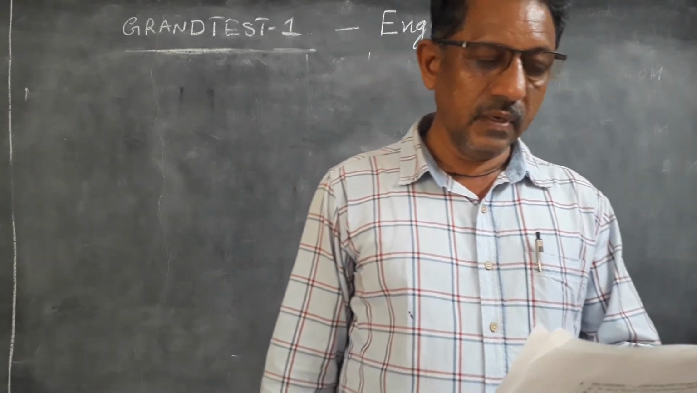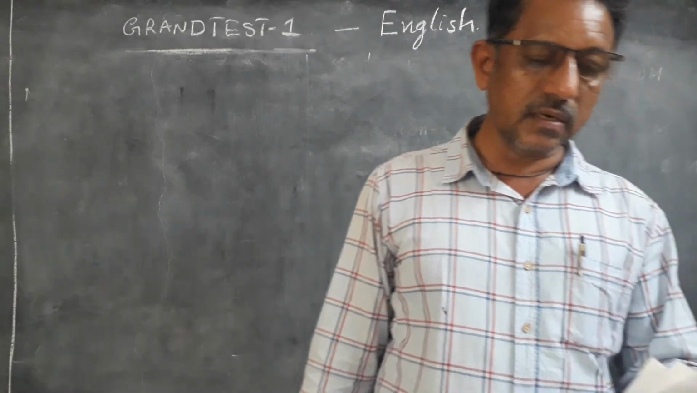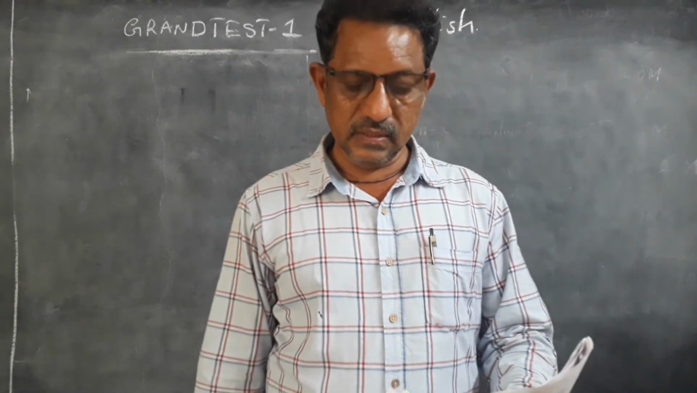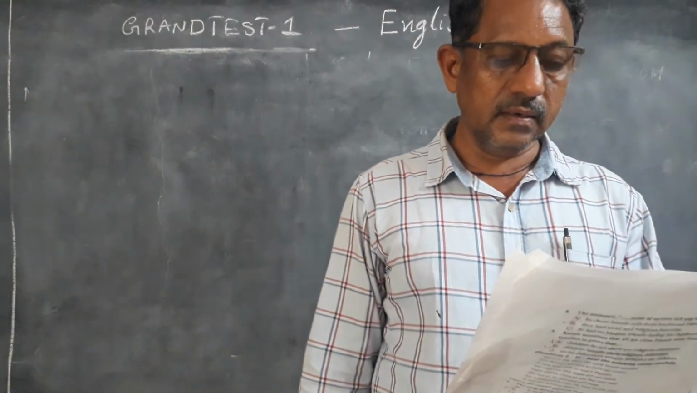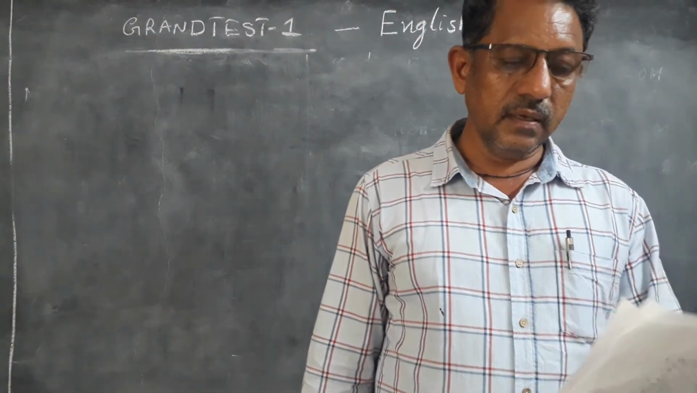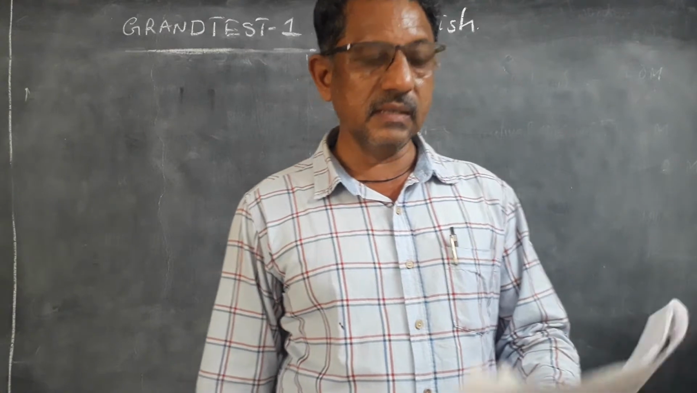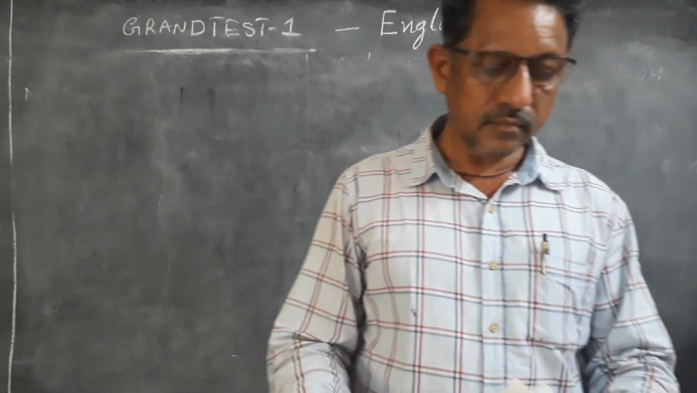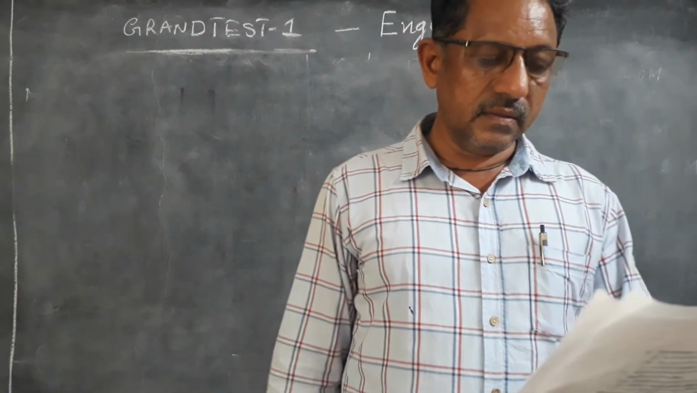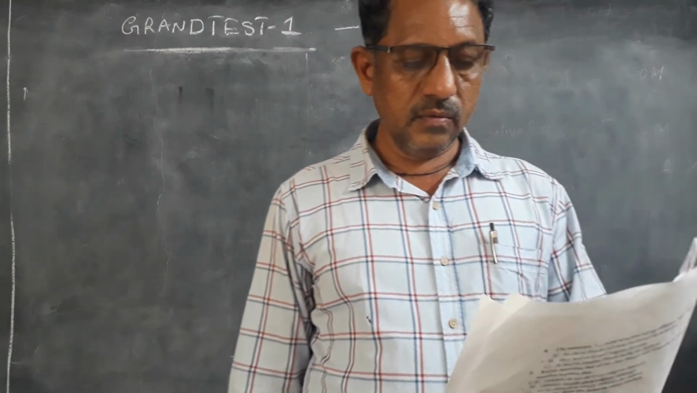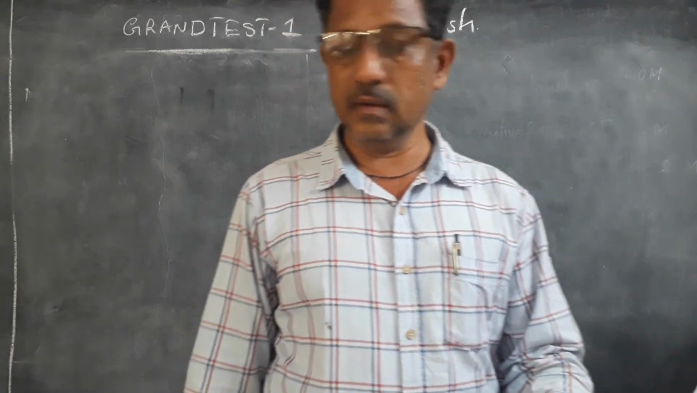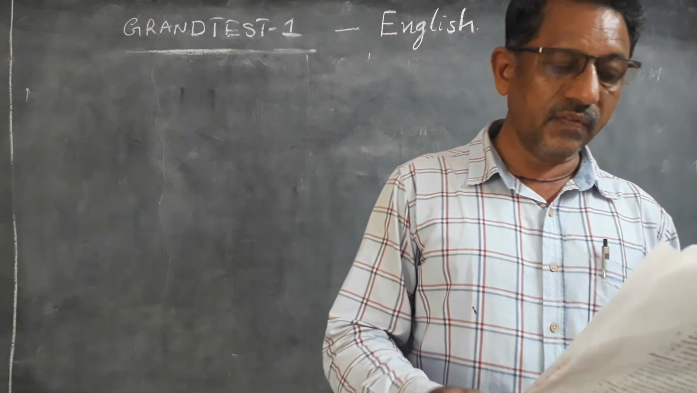12th question. Which of the sections has the least number of boys? Section C. 13th question. The total number of students in each section is? Answer A. 14th question. The sections that have the most number of girls are? Answer B.